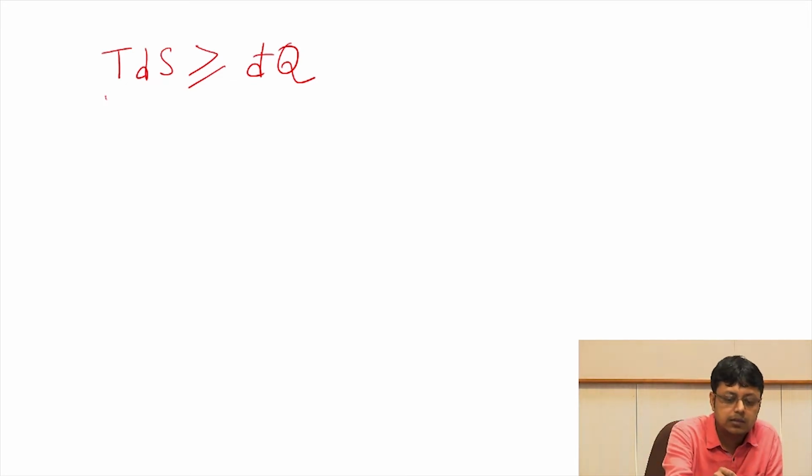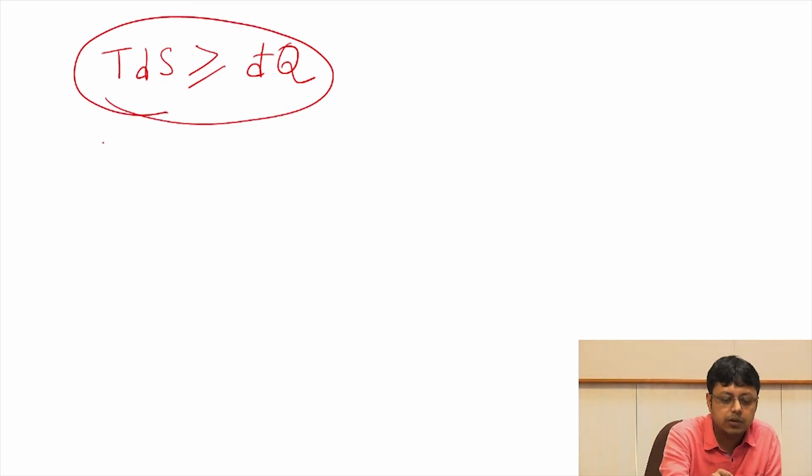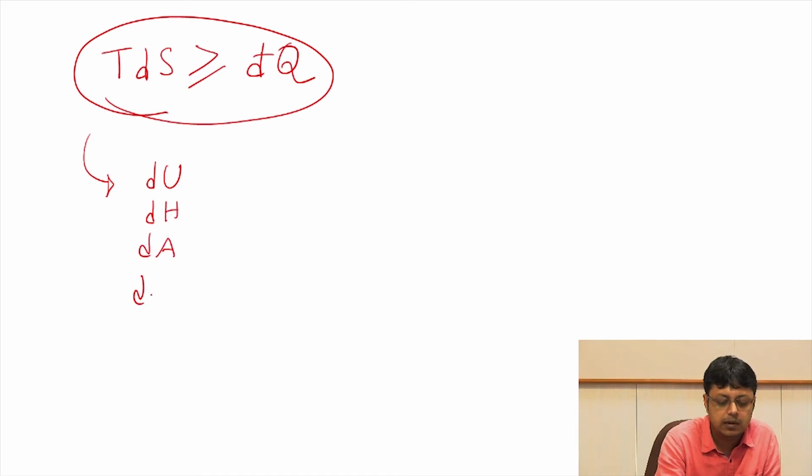And then starting from this fundamental equation, we built up many other equations in terms of dU, dH, dA and dG, and we showed that each of these equations will give rise to a condition for spontaneity or equilibrium. The spontaneity is given by the less than sign and the equilibrium is given by the equal to sign, but the conditions are very, very different.